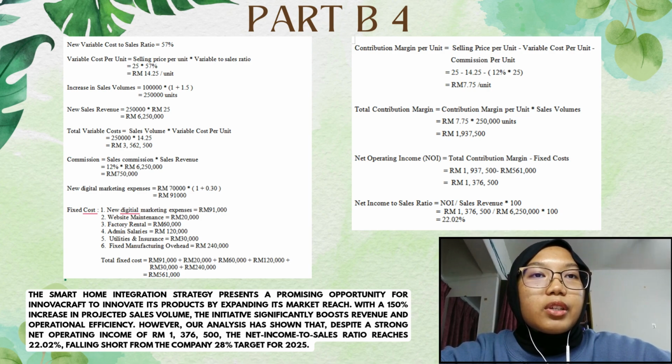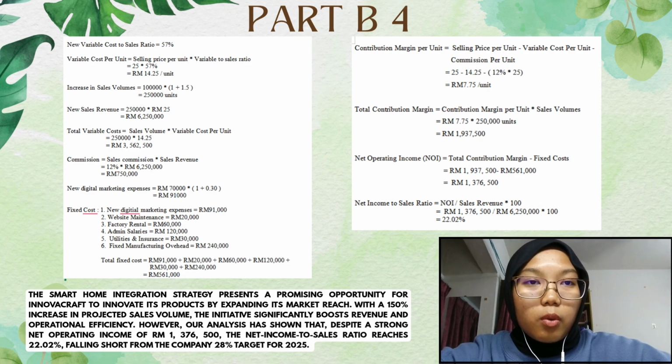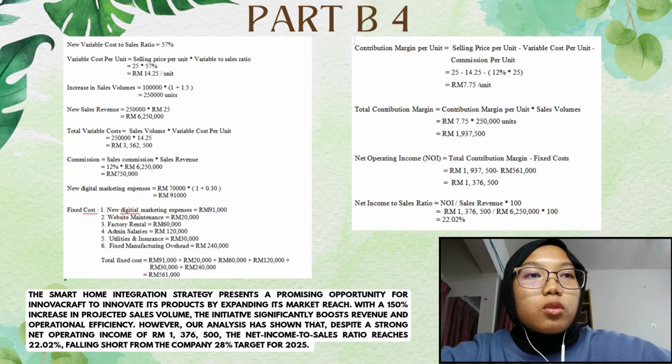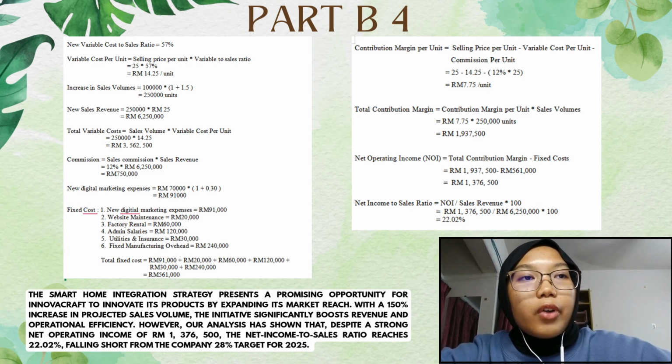With a 150% increase, the expected sales volume rises from 100,000 units to 250,000 units, maintaining the price at RM25. So the sales revenue would be RM6.25 million. The variable cost per unit is RM14.25, which leads to a total variable cost of RM3,562,500.